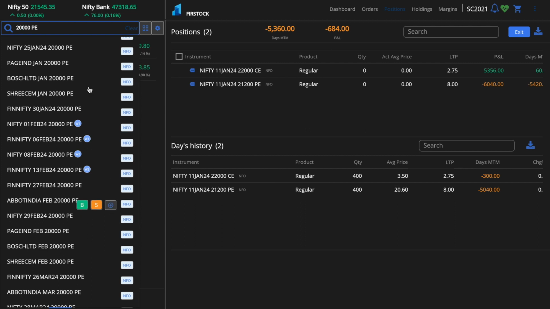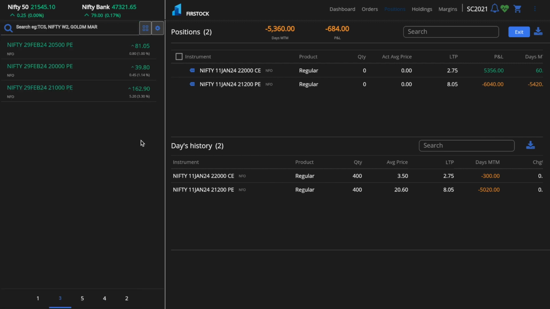Okay, and let's go with 20,500 PE in Feb. So this is the 20,500 PE in Feb, and we can clear this. Now you can see 21,000 PE, 20,000 PE, 20,500 PE. So these are the three items.